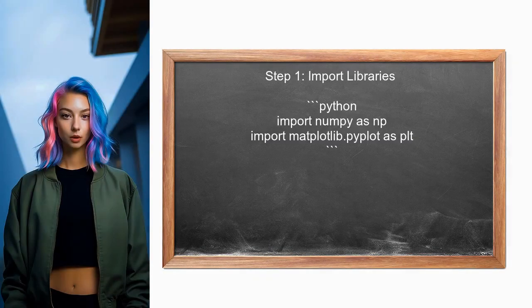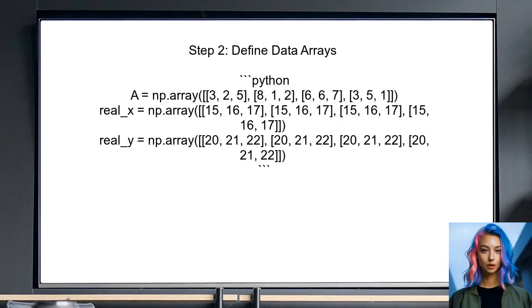To begin, the user needs to import the necessary libraries. This includes Numpy for handling arrays and Matplotlib for plotting. They can do this by adding the following lines at the top of their script. Next, the user should define their data arrays. They need to create the main array, A, and the coordinate arrays, real X and real Y. This will allow them to plot the values at specific coordinates.